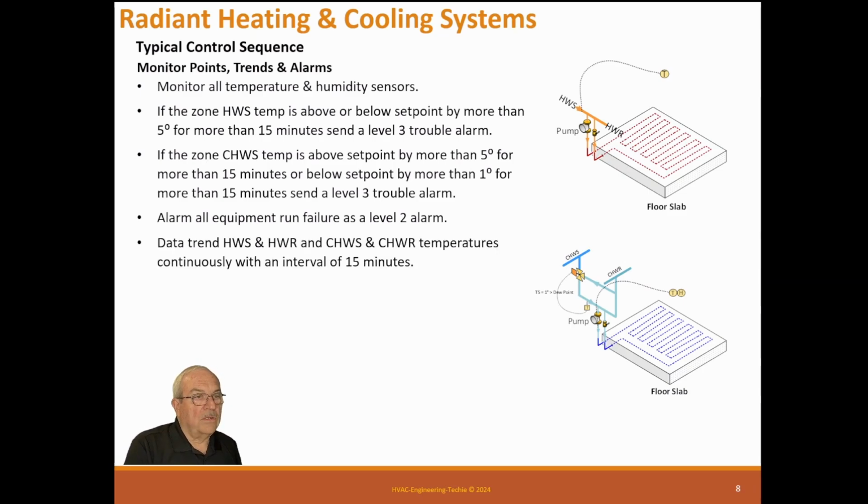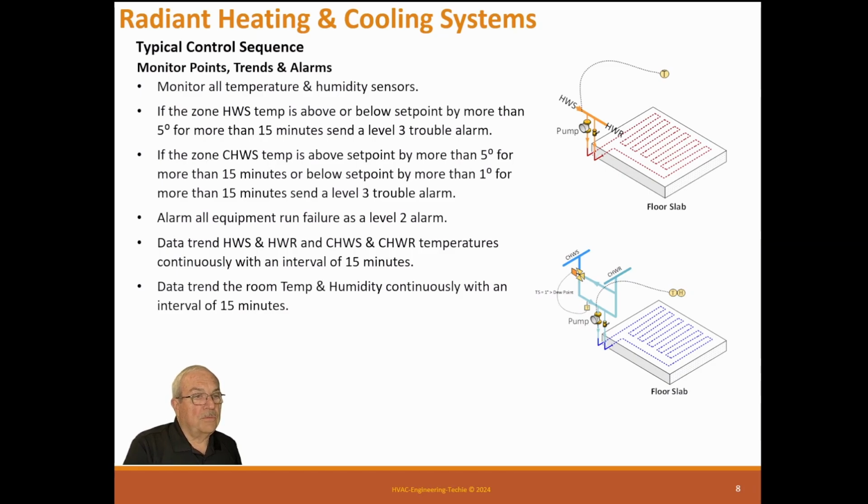Data trend hot water supply and hot water return and chill water supply and chill water return temperatures continuously with an interval of 15 minutes. So what it means is that there's a data trend file within the computer that's been trending these temperatures forever at 15-minute intervals. Now 15 minutes is not very close. You can't do real fully diagnostics with 15 minutes, but you can tell what's been going on. And if you watch those over time, you bring it up and look at a certain window of time, you can see what's going on with your systems.